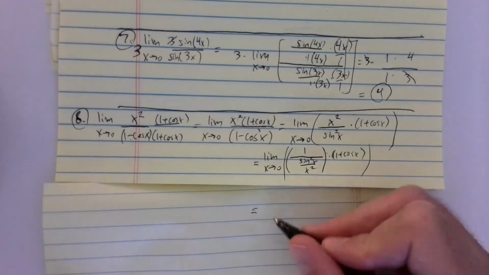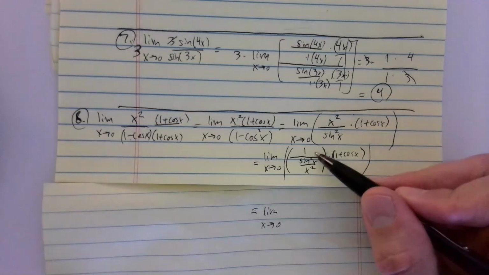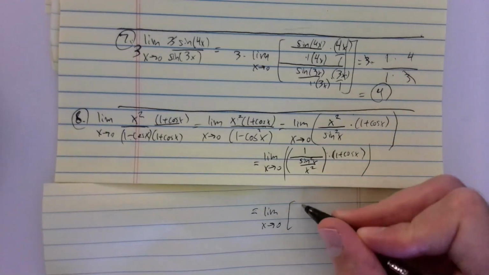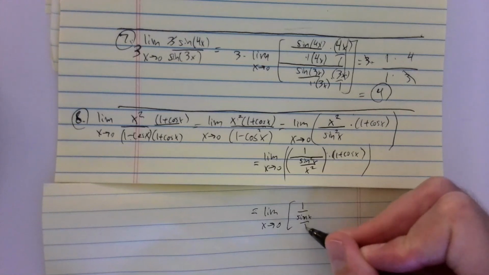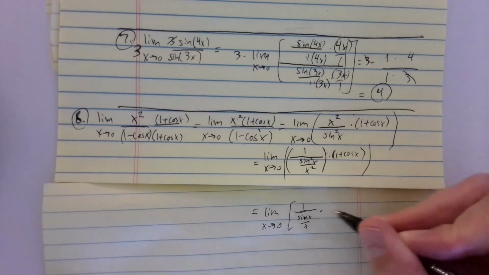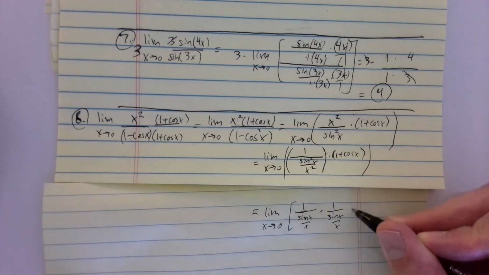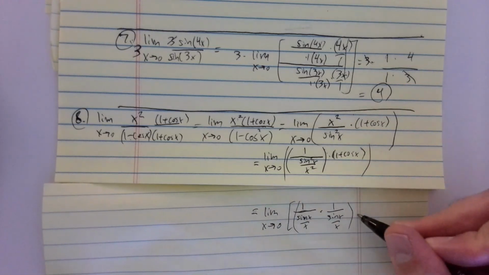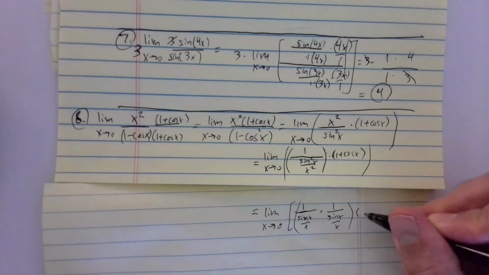Next I'm going to get limit as x goes to 0. And I'm going to write that as 1 over sine x over x times 1 over sine x over x, because each of them is squared, the square means multiply by itself. All times 1 plus cosine x.